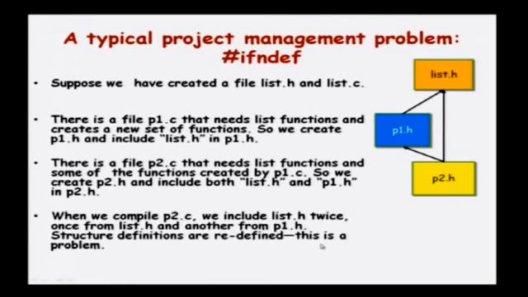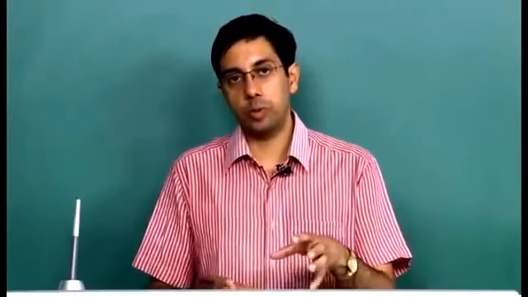This is a problem because if list.h contains a structure definition, it will be included twice and the compiler will produce an error. So, this is a standard problem in large projects where you want to include a file, but you do not want to include it multiple times. In this particular example, I want to include list.h, but I want to avoid the possibility that list.h is included multiple times, leading to compiler errors.